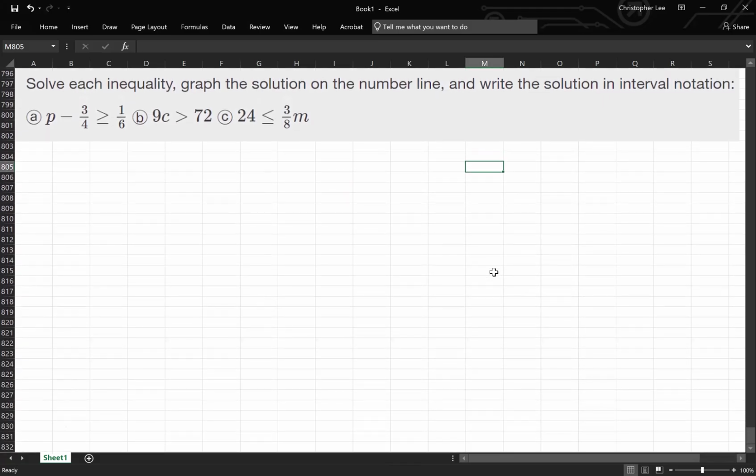All right, you guys try this. So I have P minus 3/4 is greater than or equal to 1/6. I have 9C is greater than 72 for B. And then for C, I have 24 is less than or equal to 3/8M. All right. I give y'all 3 minutes to do this. So solve for the variable. I want you to graph it for me, and then I want you to give me the inequality in interval notation.